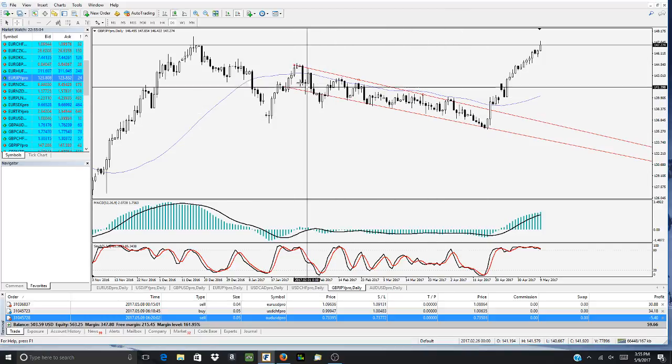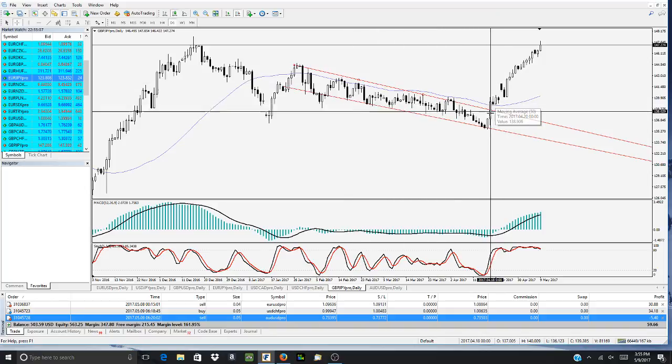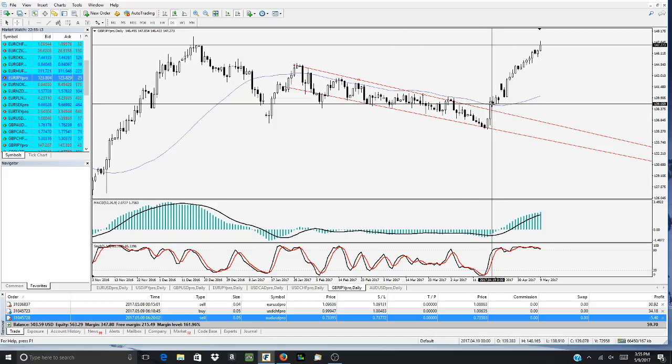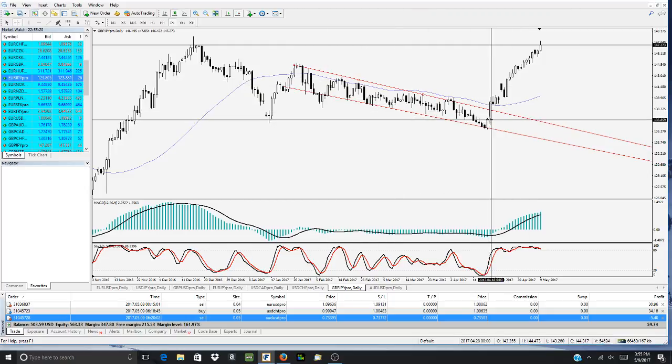It hasn't really done anything for a long time. So once you get this breakout here, you see this breakout. Right there is where you buy. Right here is where you buy. It's kind of hard to determine, since it was in this channel for so long, you don't know.